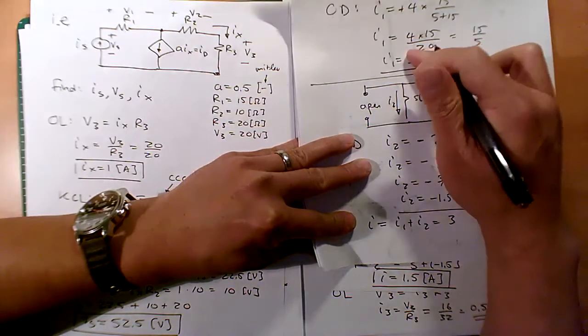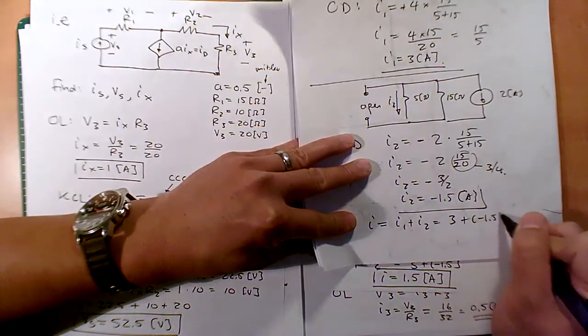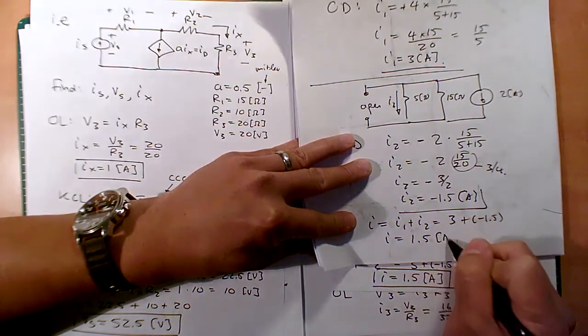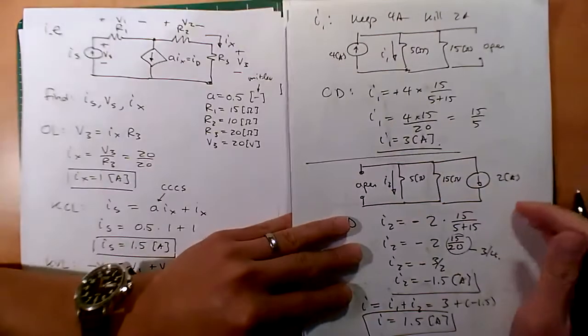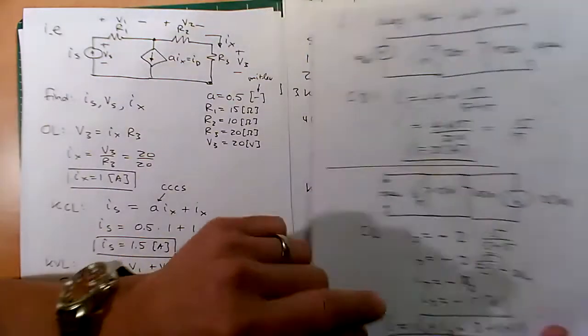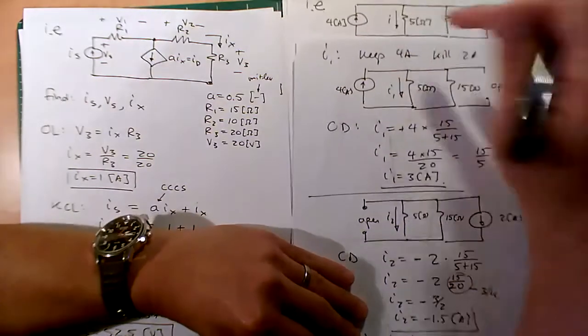equal to 3 plus negative 1.5. Oh, that looks like I is equal to positive 1.5 amps. So that would be the total current here. Okay, if I look at my solution, I get the same thing. Good.